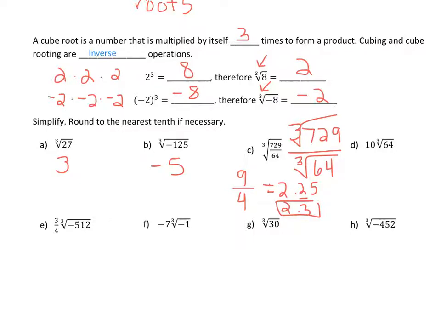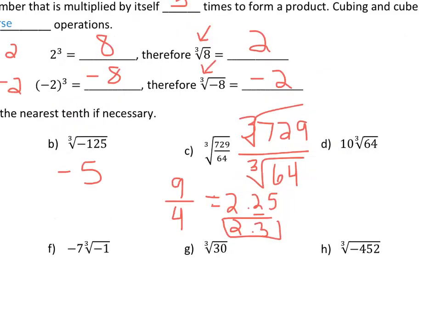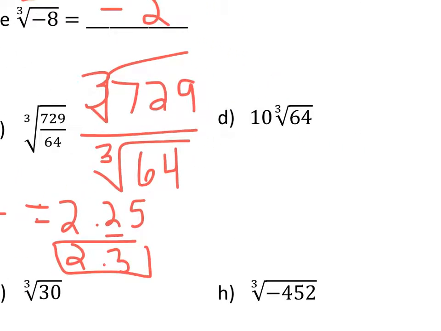And we'll do one more together. Let's look at letter D. Letter D is 10 times the cube root of 64. Well, I just did the cube root of 64. That was 4. So this is really 10 times 4, or 40. You can go ahead and finish E through H on your own.